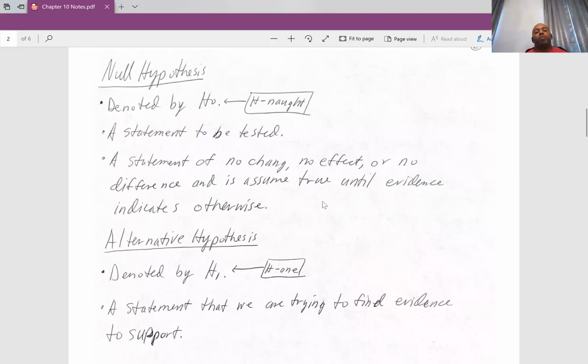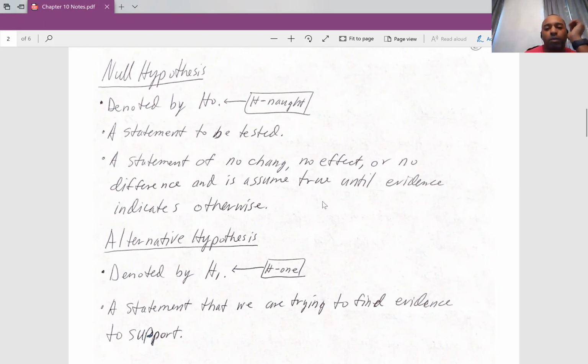All right, so there are 2 parts of our hypothesis. We have our null hypothesis and our alternative hypothesis. So your null hypothesis is denoted by H with a subscript 0, and that's said as H naught. You say H naught. So it's the statement to be tested.